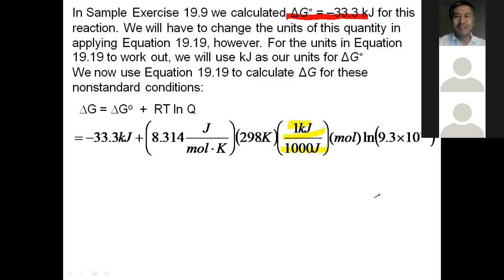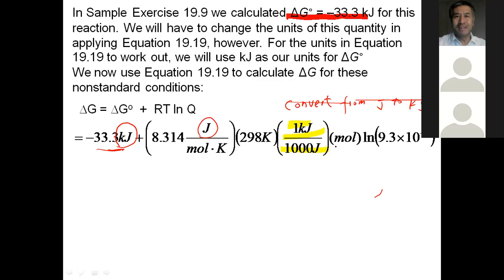Because we need to convert. So this fraction is actually doing the conversion, to convert from J to kJ. So you can see this delta G naught has kJ, while this R has J. So we have used this fraction to convert, so the first term here has kJ, and the second term also has kJ.